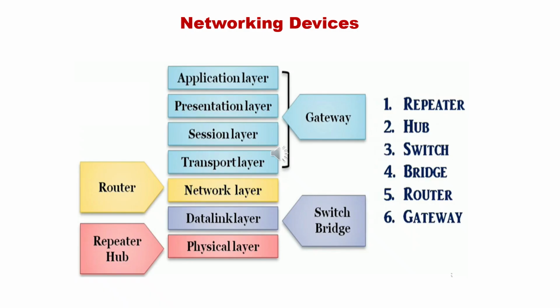Then in the data link layer, we have devices like a switch and a bridge that basically operate at the data link layer. In the network layer, we have the device called router. Router works basically at this layer. And then we have the device called gateway, which basically operates on all the 4 layers: the transport layer, session layer, presentation layer, and application layer. So now in the coming slides, we'll be able to see the working of each device.